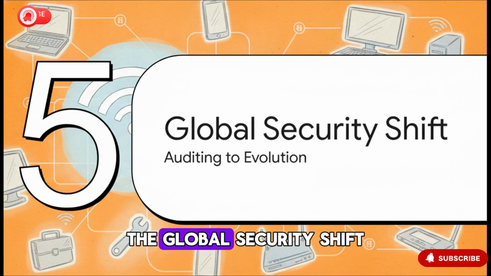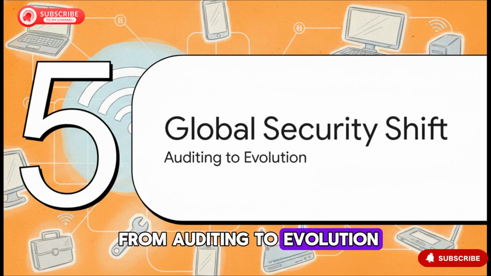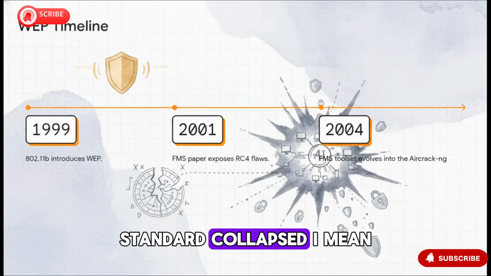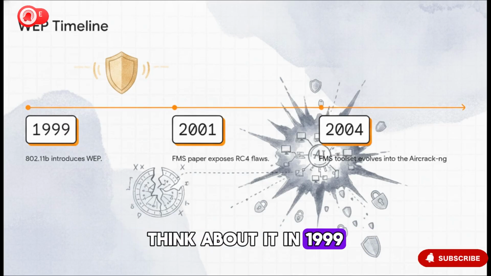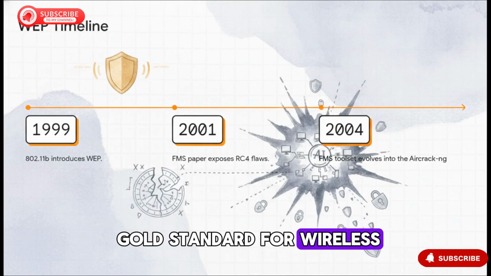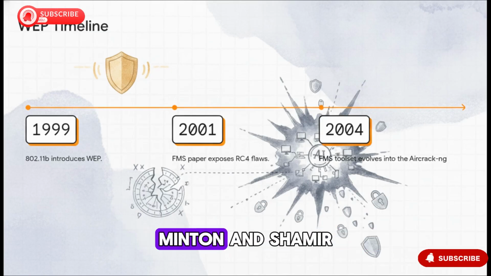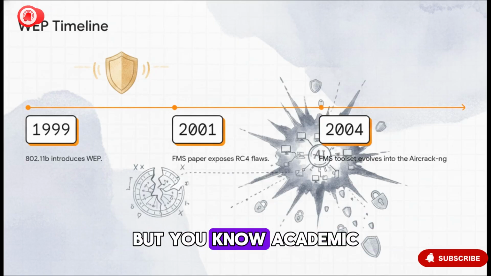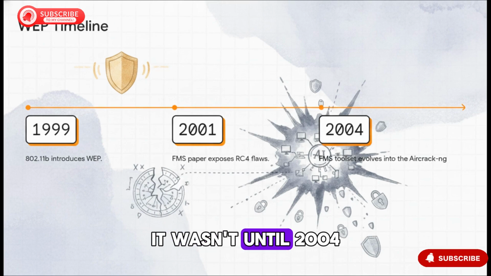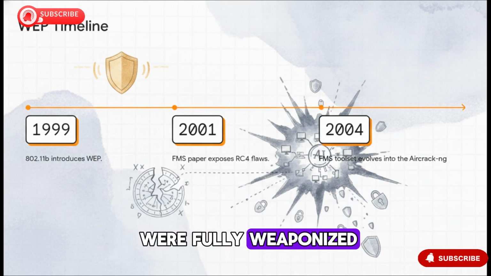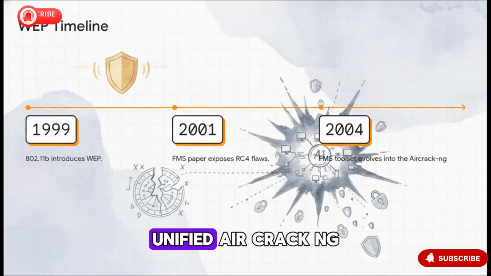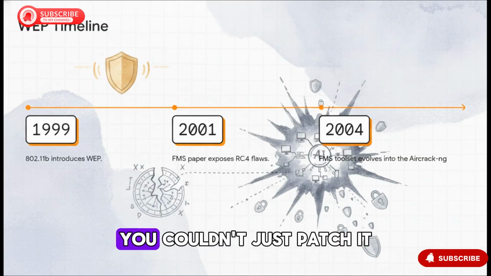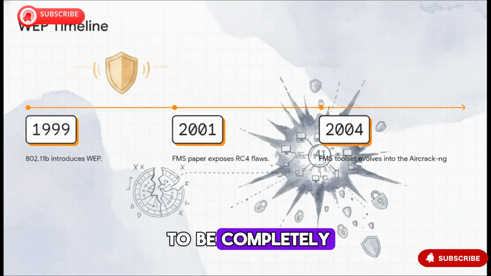Section 5. The Global Security Shift, from Auditing to Evolution. This rapid cascade of events really shows you how incredibly quickly the WEP standard collapsed. I mean, think about it. In 1999, WEP was the absolute gold standard for wireless. Then by 2001, researchers Fluhrer, Mantin, and Shamir released a paper exposing the mathematical flaws in the RC4 cipher. But academic papers are mostly just theory. It wasn't until 2004 when those theoretical flaws were fully weaponized and packaged into the highly accessible unified Aircrack-ng suite that the whole world collectively realized WEP was functionally dead. You couldn't just patch it. The foundational standard had to be completely, utterly abandoned.